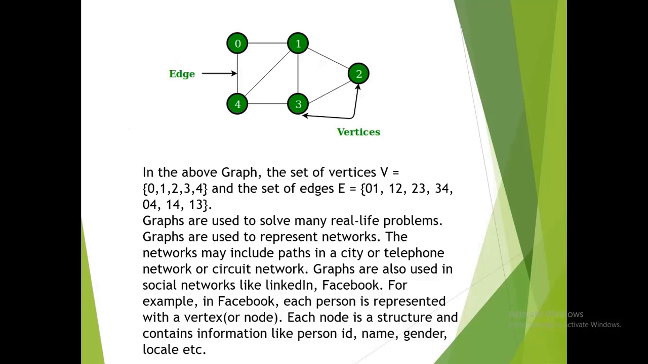Graphs are used to solve many real-life problems. Graphs are used to represent networks. The graph network may include paths in a city, or a telephone network or circuit network. Graphs are also used in social networks like LinkedIn and Facebook. For example, in Facebook, each person is represented with a vertex. Each node is structured and contains information like person ID, name, gender, locale, etc.